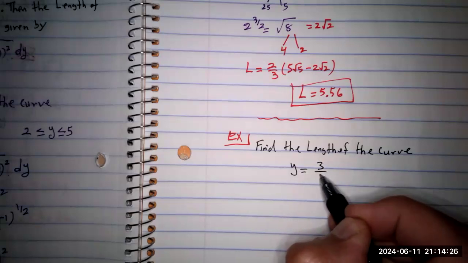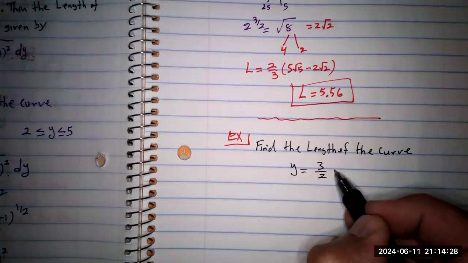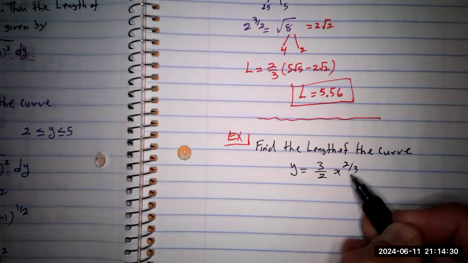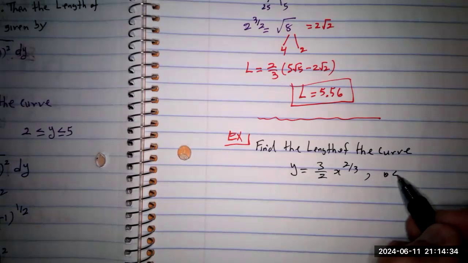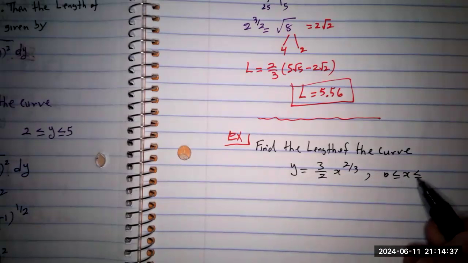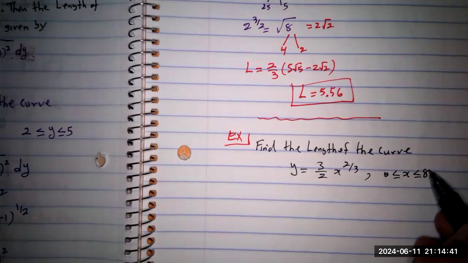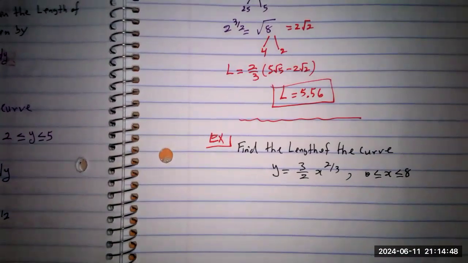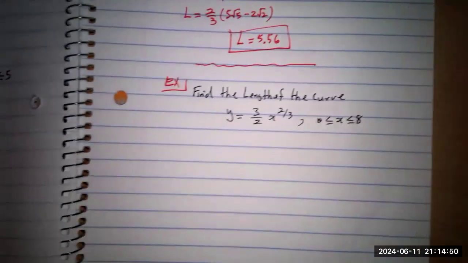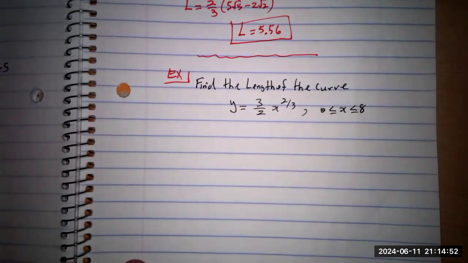y equals 3/2 x to the 2/3. Let's see. And this is going to be the case when x is between 0 and 8. You see, that's the one. Let's try it to see what the point is about this one that I was talking about. The function is given as a function of x. So you write your formula and go for it.